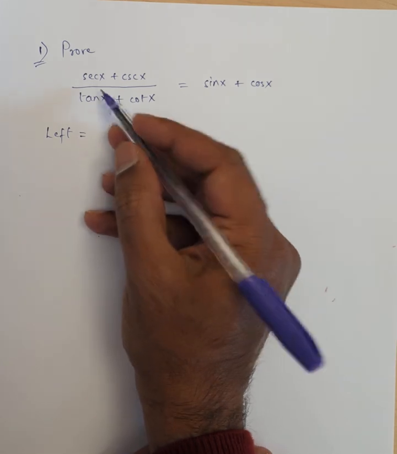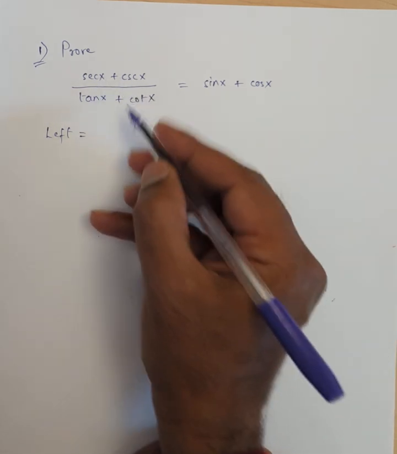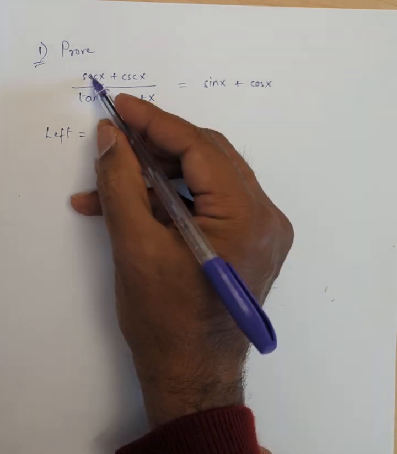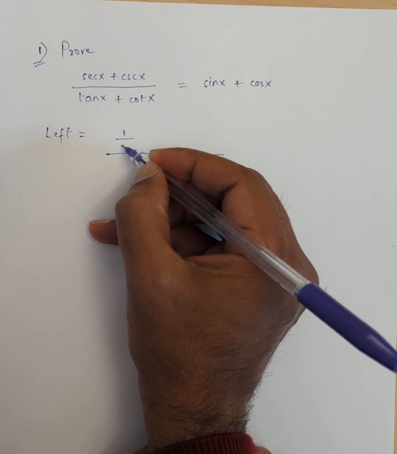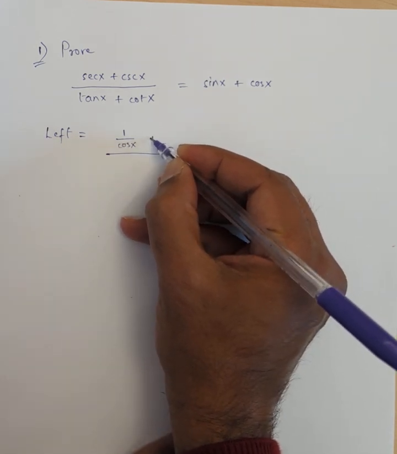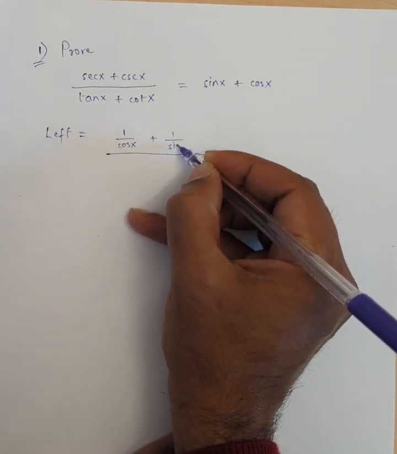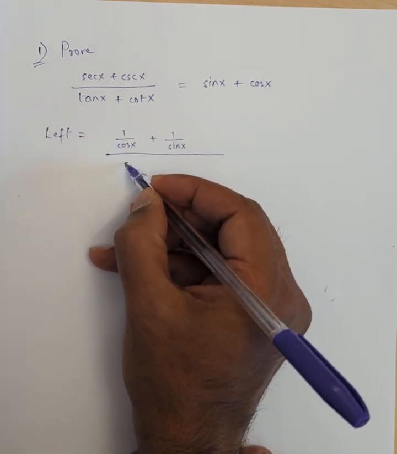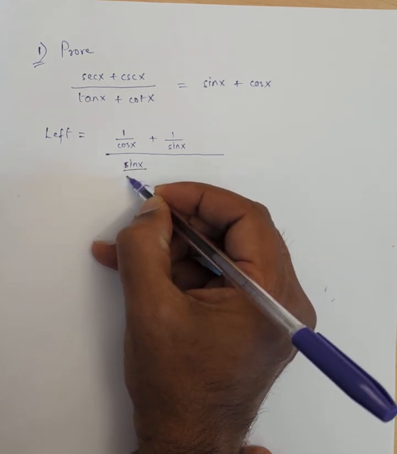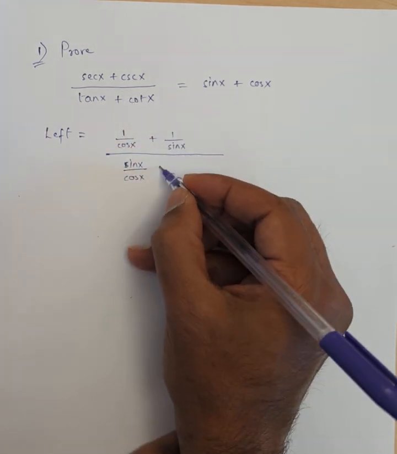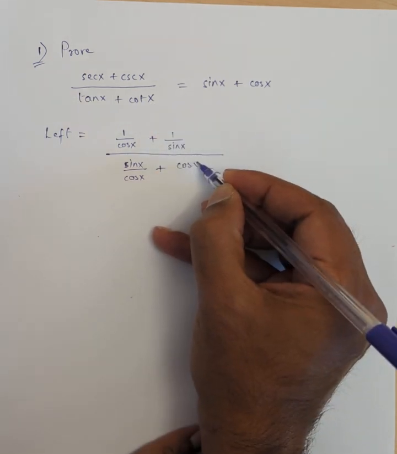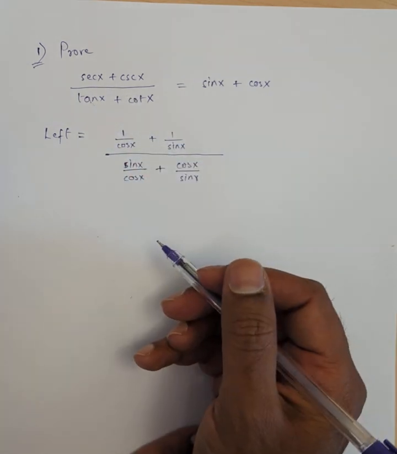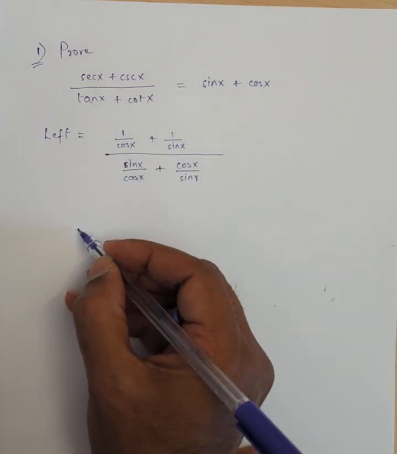So the left side is that, but remember, I have a fraction on the left side, and the numerator is secant, which is 1 over cos, plus cosecant, which is 1 over sine. And then the denominator is sine over cosine, that's tan, plus cot, which is cosine over sine. Now I changed everything on the left side to sines and cosines. And let's see how this will work out.